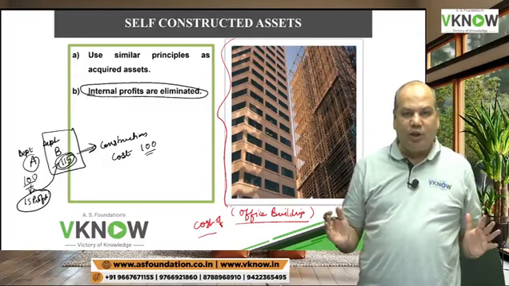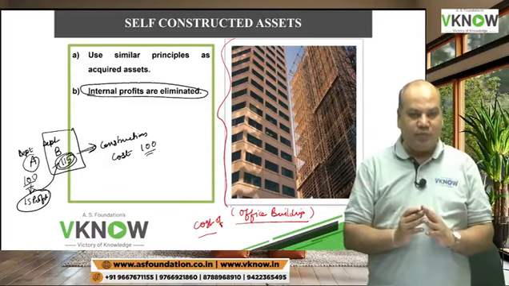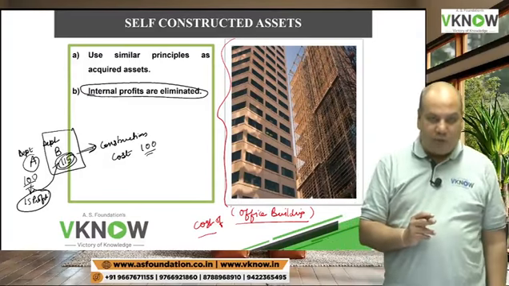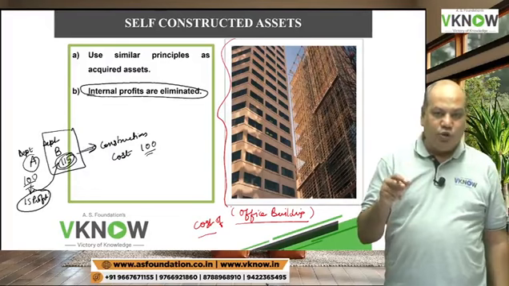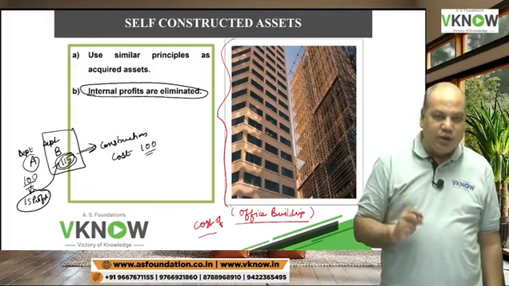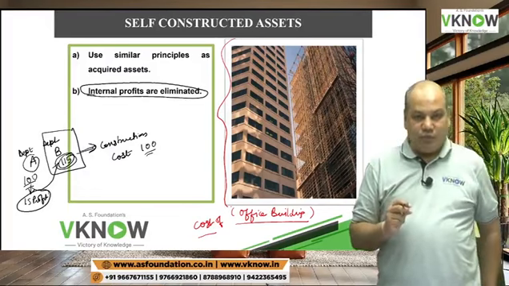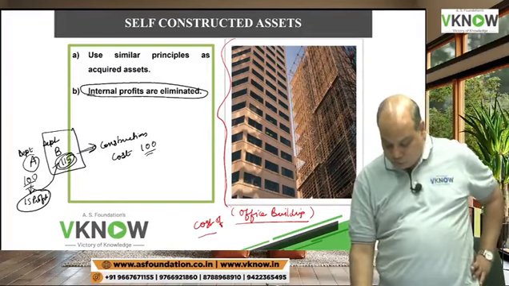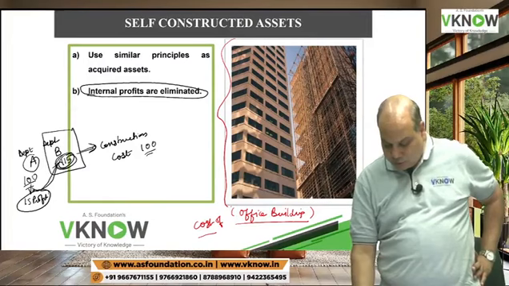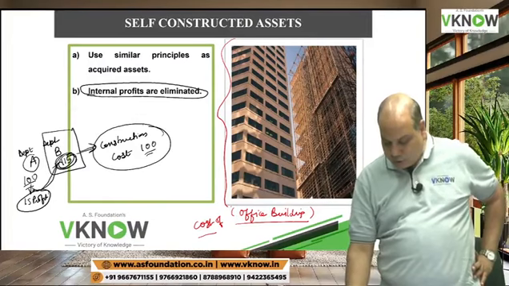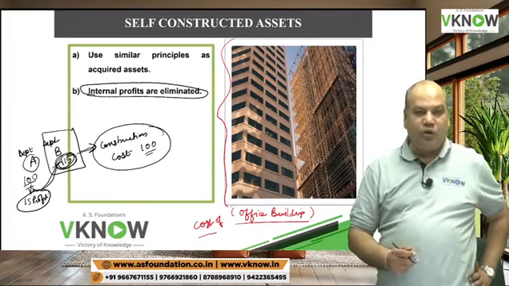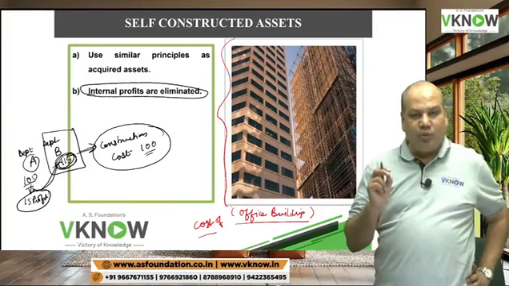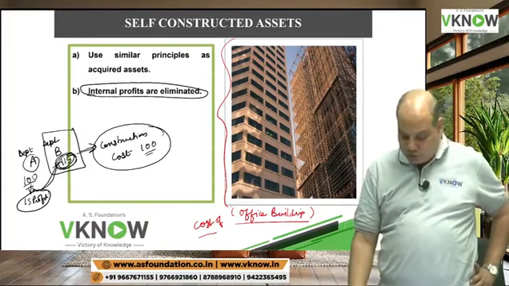The two departments belong to the same entity. You can't make profit from your own self. So if there is an internally generated profit, then that will not be included in the cost. So if A transfers to B at 115 rupees, and suppose that material was used for construction, the cost will still be 100 rupees in the balance sheet.